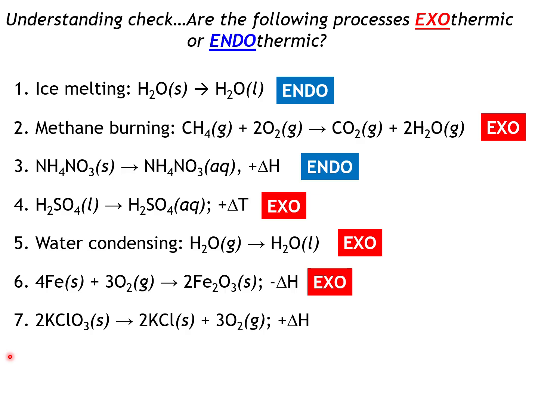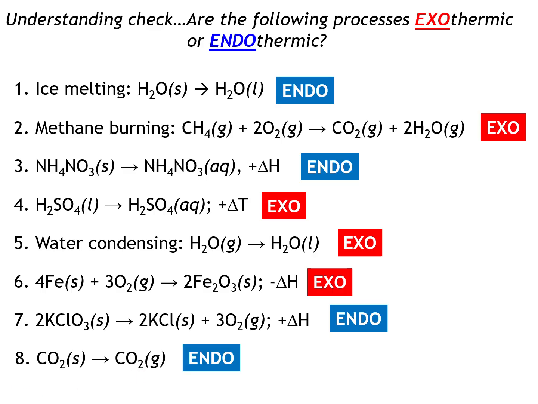Another method you can use to predict things is that decomposition reactions are probably almost always going to be endothermic, just because you're having to break all those bonds, so you got to add thermal energy into it. And then the last one, we have the sublimation of carbon dioxide. So this is dry ice. And then afterwards we have gaseous carbon dioxide. So we're adding heat energy into it. So that is going to be endothermic.